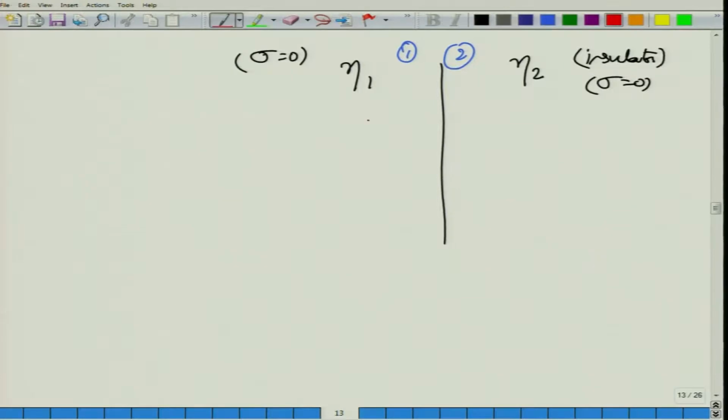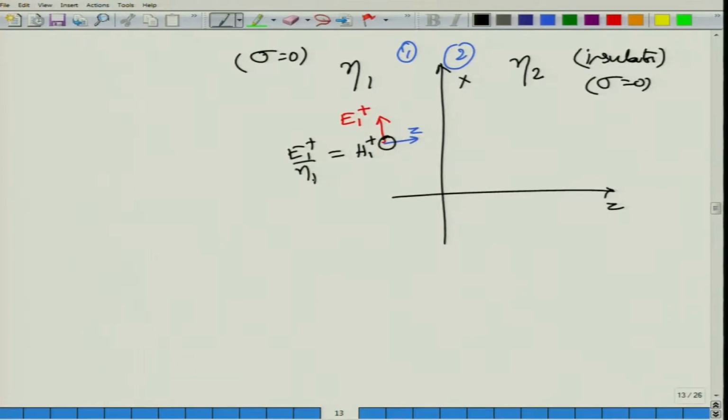As before, I have an incident electric field which will have an amplitude of E1 plus, propagating along the z axis. This would be my z axis as before. This vertical line is along the x axis, and the y axis will be coming out of this plane. Okay. So, I have the magnetic field which has an amplitude of H1 plus and is along the y axis. Of course, H1 plus is nothing but E1 plus divided by eta 1.